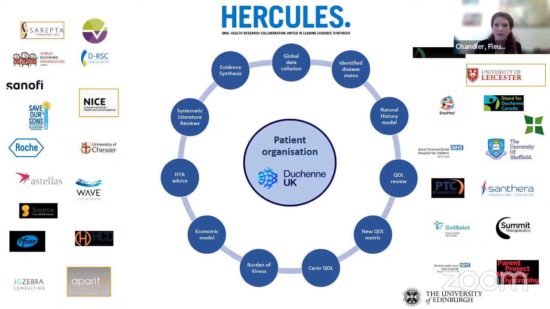We looked at burden of illness and what's really impacting on the patients. We've created an economic model which all of the companies can use, because you can use cost utility, cost effectiveness, cost minimization, any of those types. We've gone for HTA advice, so we've been to EU Netta and NICE, and we've done the systematic literature reviews and evidence synthesis. So we've basically done all the heavy lifting, but from a central perspective, which means that we now have an evidence base for Duchenne muscular dystrophy and HTA.